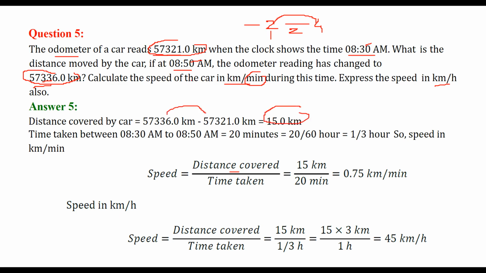Now 8:30 to 8:50 means 20 minutes. You can change it into hours. You know that in 1 hour there are 60 minutes, so you have to divide 20 by 60. That way you get 1 by 3 hour. So speed equals distance by time: 5 kilometers in 20 minutes, which we computed because we wanted it in kilometers per minute. But when we want it in kilometers per hour, the time taken we are going to use is 1 by 3 hour instead of 20 minutes. So 15 by 1 by 3, 3 goes up, 15 into 3 is 45 kilometers an hour.